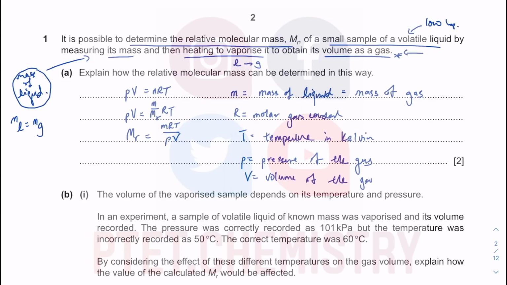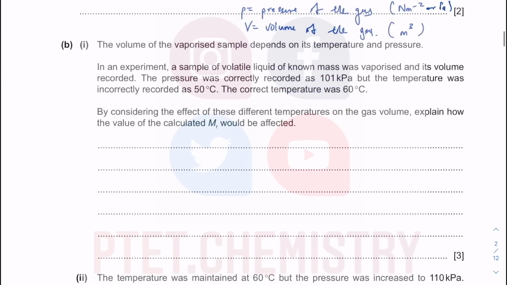And bear in mind that because the MR will be in gram per mole, the mass of the gas will be in gram, whereas R is in joule per mole Kelvin. T is in Kelvin. R is given in the data booklet all the time, but you don't have a data booklet in Paper 5. That does not mean that you shouldn't know what you're talking about. Pressure of the gas will be in Newton per meter squared or Pascal, and volume of the gas will be in meter cubed. Not that they asked for it anyway.